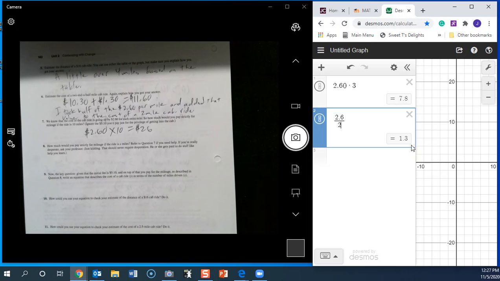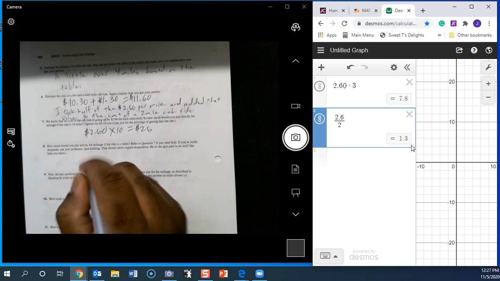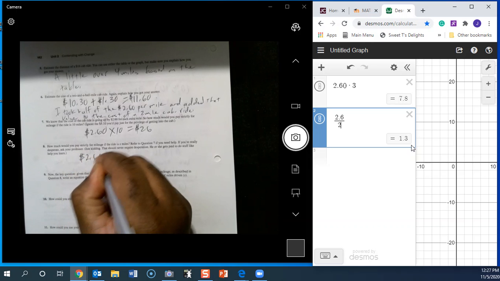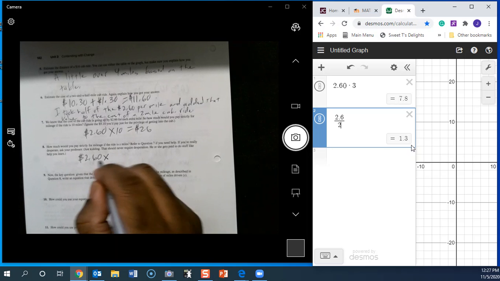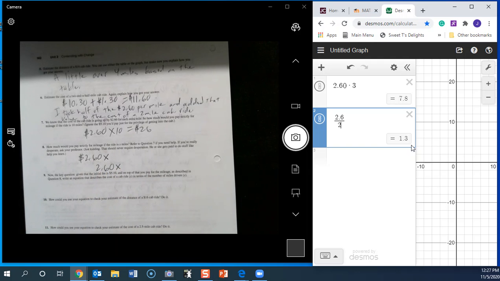Now, number 8, how much would you pay strictly for mileage if the ride is x miles? Refer to question 7 if you need help. If you're really desperate, ask your professor. Okay, so basically, if we were doing strictly miles, it'd be $2.60 times some unknown value, or 2.60 times x. But for the sake of what we're going to use this for, you'll just write 2.60x because it's assumed to be in dollars anyway. So you don't have to write the dollar sign.